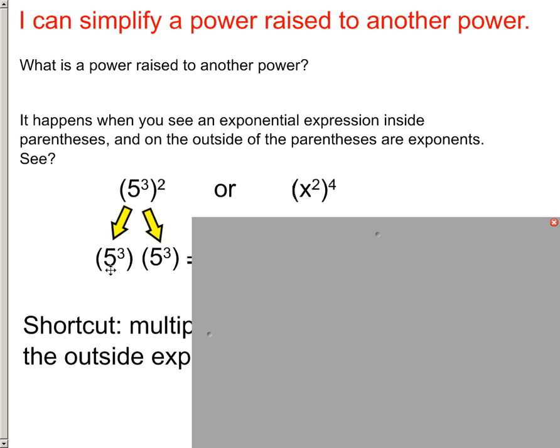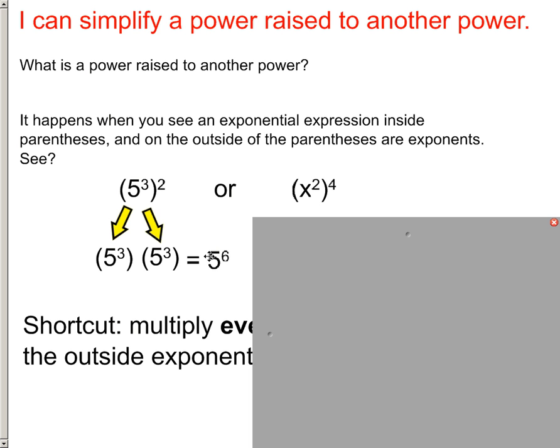Now remember, when they have the same base, and they're multiplying each other, we can just add the exponents. And so really it's 5 to the sixth power.